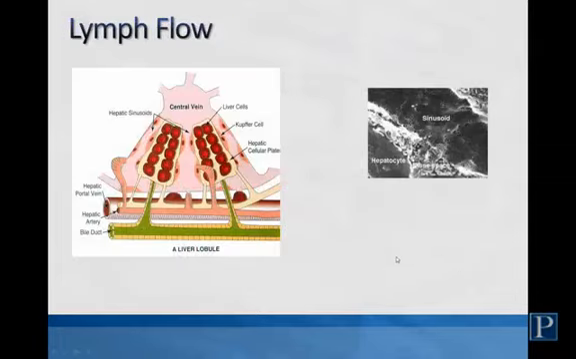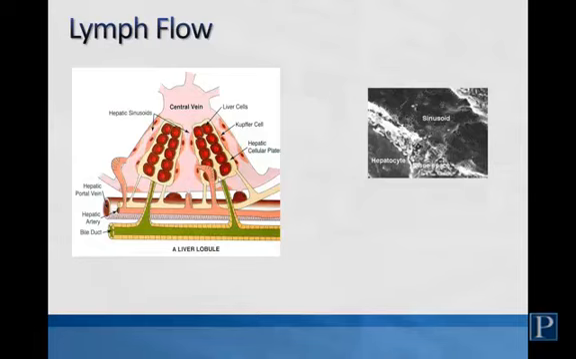Remember we had mentioned those spaces of Disse, or those parasinusoidal spaces. Well, the liver, because of the sinusoidal capillaries, has a lot of fluid that leaks out of those capillaries, and the fluid leaks into those spaces of Disse, and that enters into the lymphatics, and they say about half of your total lymph in your body is formed in the liver.